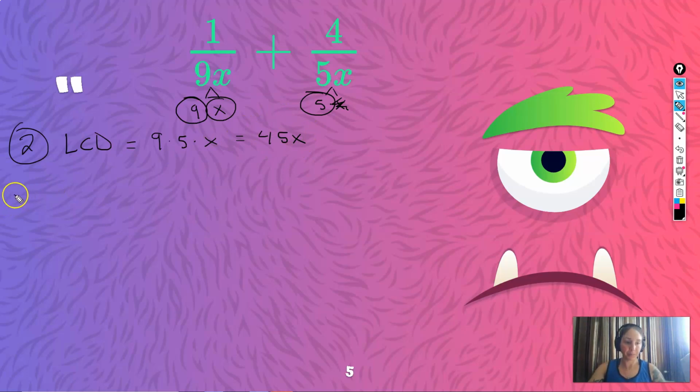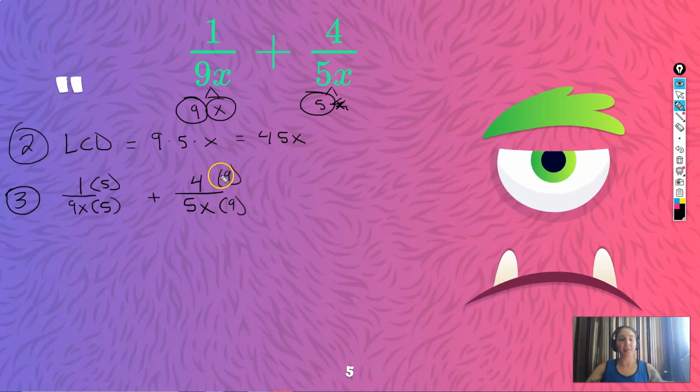Okay, I need all of my denominators now to be 45x. That's my goal. So step 3, how do I make 9x into 45x? What do I have to do to 9x to make it into 45x? In other words, 9x times what will give me 45x? Well, times 5. And what about 5x? What do I have to multiply 5x by to get 45x? Well, if I just multiply it by 9, I'll get there.